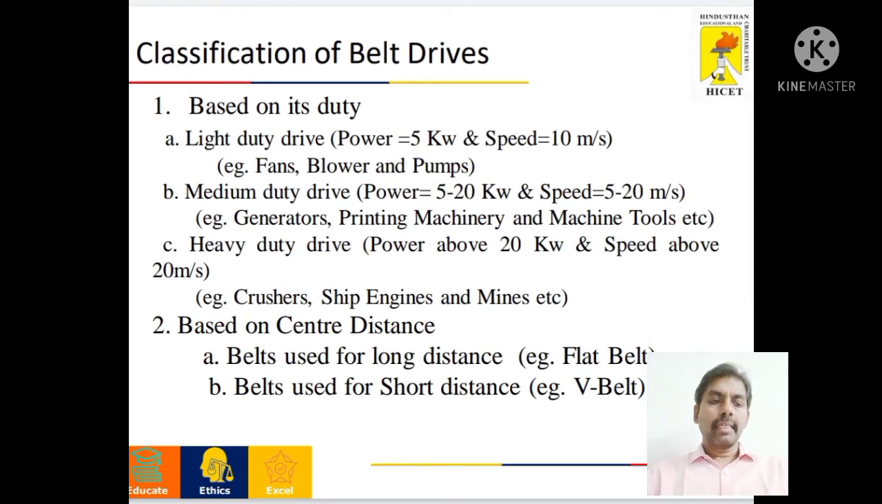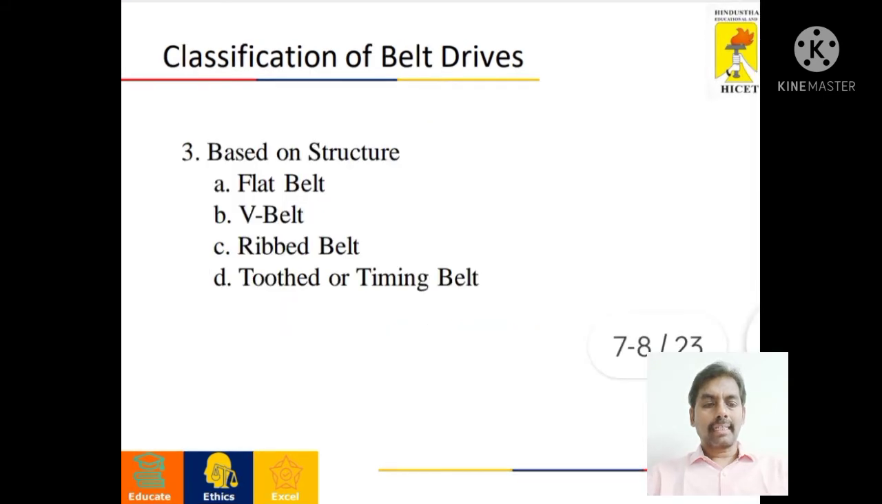So likewise we can see that based on the center distance there are two categories. You can see the long distance and also the short distance. Okay, and the third one is based on structure. Based on structure: flat belt, V belt, ribbed belt and toothed belt. So these are all the structures that you follow for the belt drives.